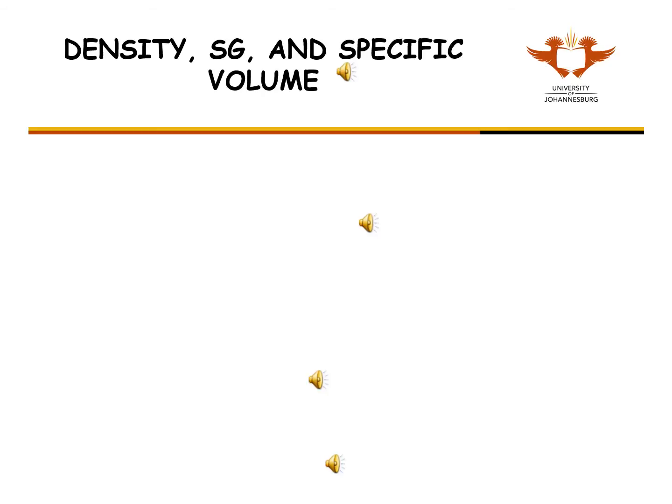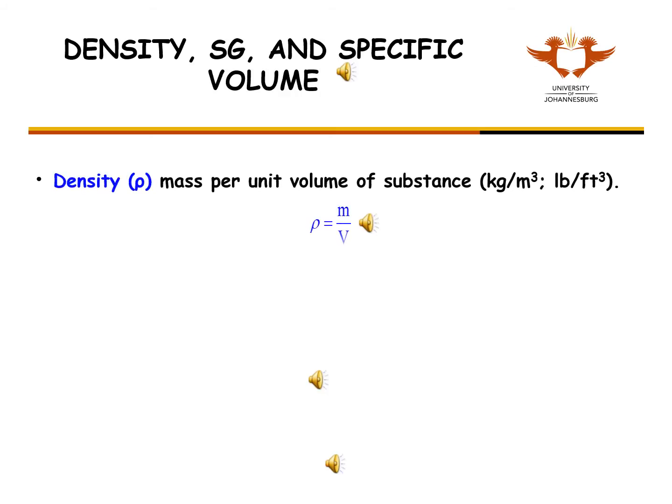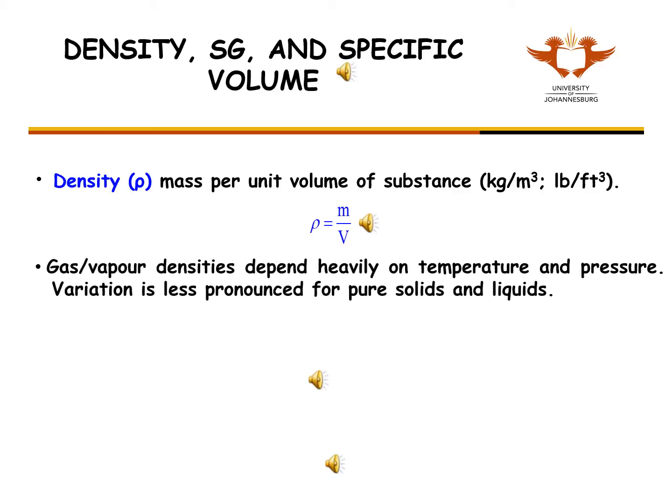This slide deals with density, specific gravity, and specific volume. Density is the mass per unit volume of a substance. For example, the density of water is 1000 kg per cubic meter, which is the same as 1 metric ton per cubic meter.